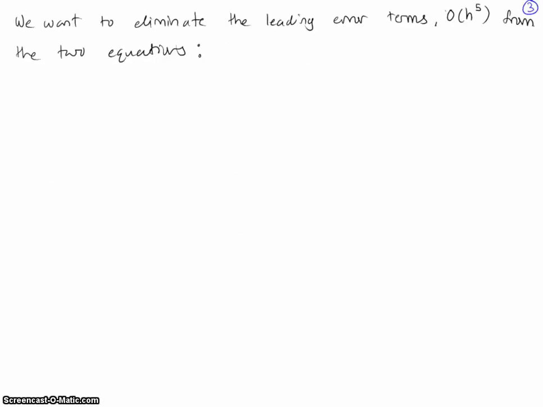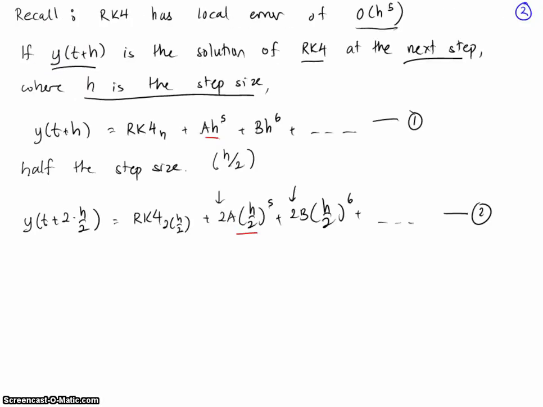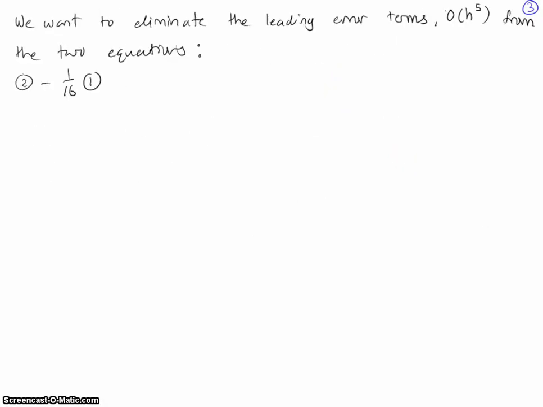Okay, so one way to do that is to take equation 2 and we'll minus off 1 over 16 of equation 1. So we're going to take this equation 2 here, we're going to minus off equation 1 that is multiplied by the factor of 1 over 16.